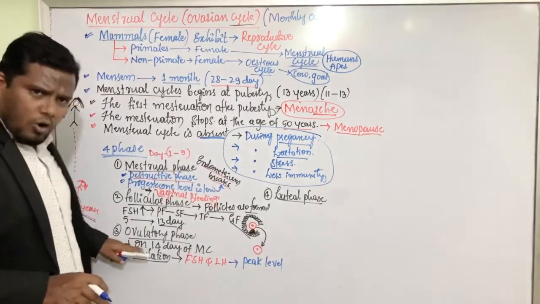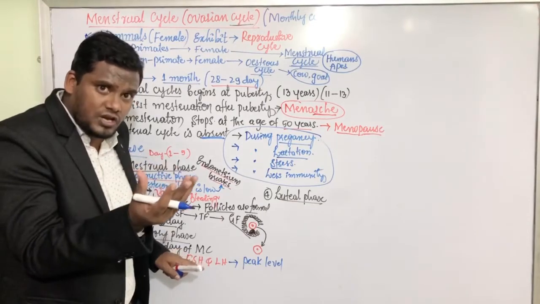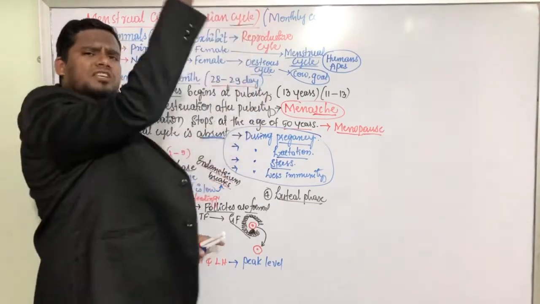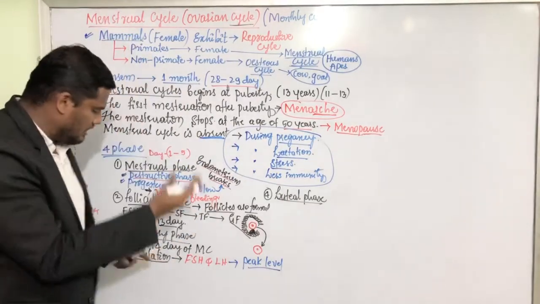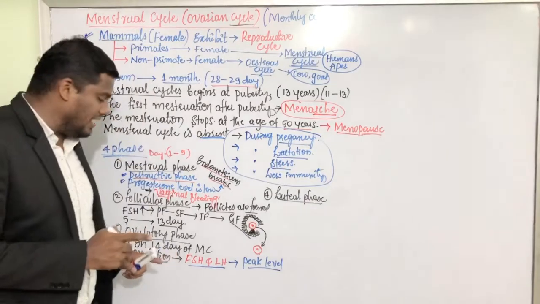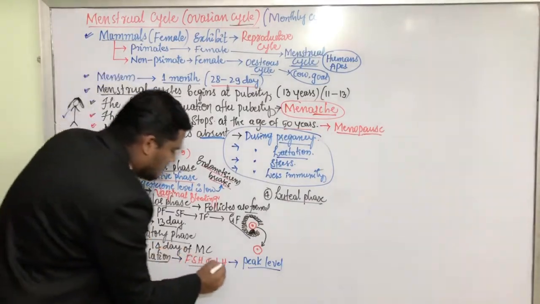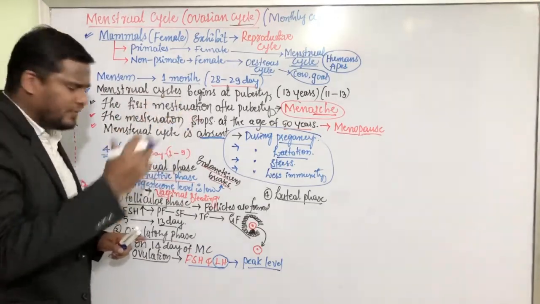मतलब during ovulation phase, FSH और LH का concentration फीमेल की बॉडी में सबसे ज्यादा रहता, पीक लेवल पे रहता. So FSH and LH are at its peak level. We'll understand how it is at the peak level in our next video.